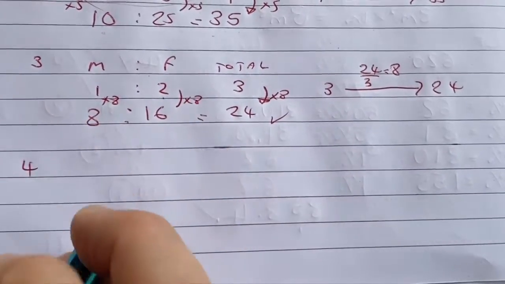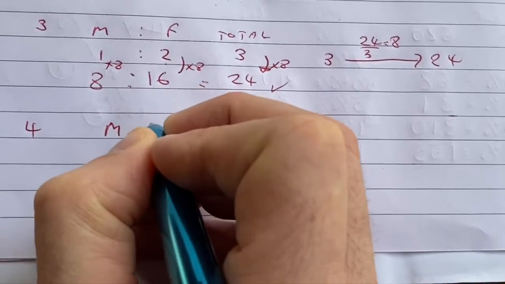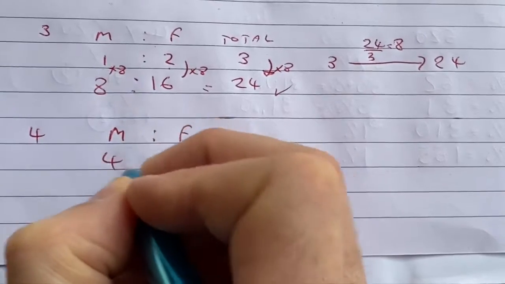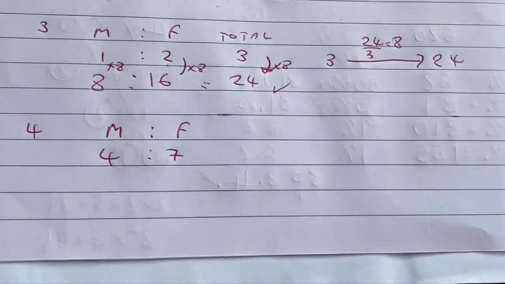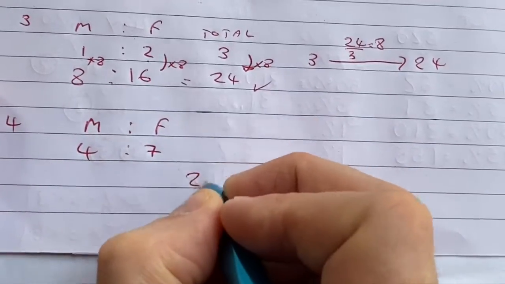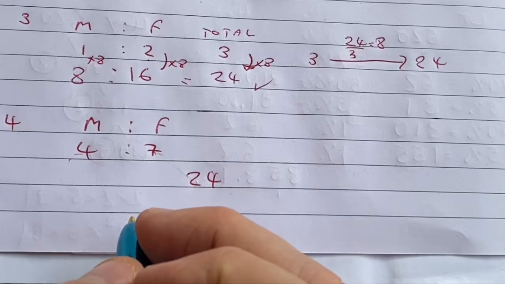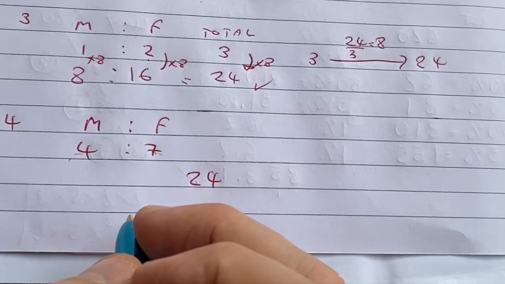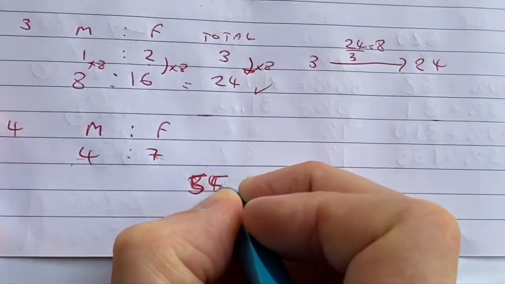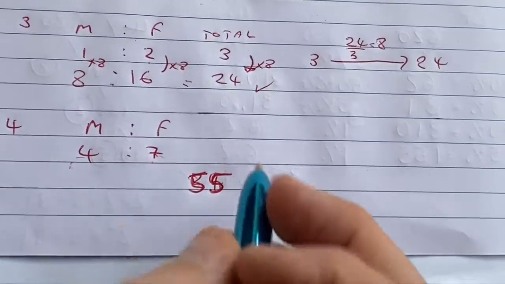So the final one in this section, Sanjay's group, there are 4 males to every 7 females. So 4 males to 7 females. There we go. And there are 24 people in this one. So how many was there in this first? No, there wasn't. There was 55 people in this one. Apologies, I've read the wrong question. There were 55 people. It's 4 to 7 and 55.